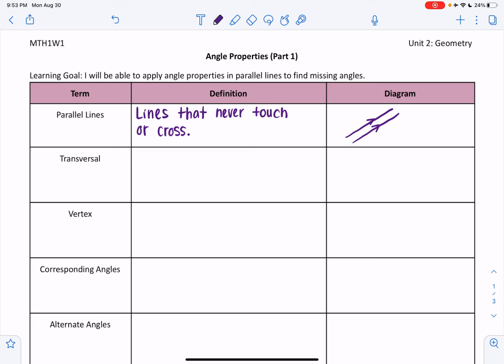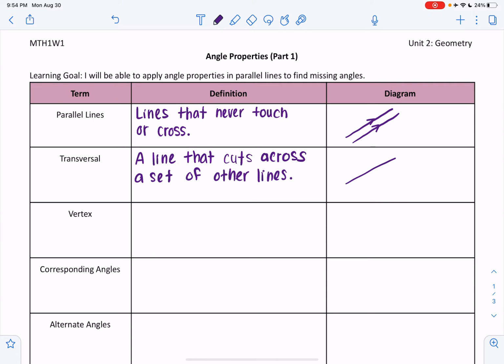The next definition is a transversal. A transversal is a line that cuts across a set of other lines. To give you an idea of what I mean, if I have a few lines that are out like this, they could be parallel, but they don't have to be. The transversal is this line here that cuts through them. That line there is our transversal.